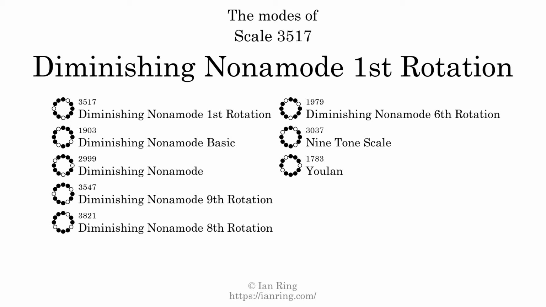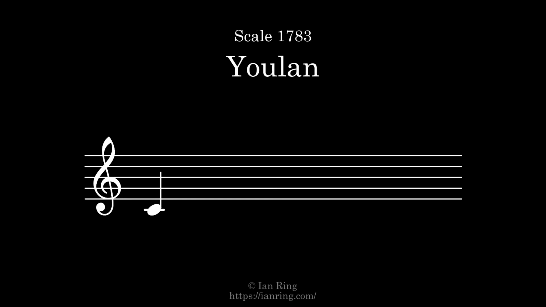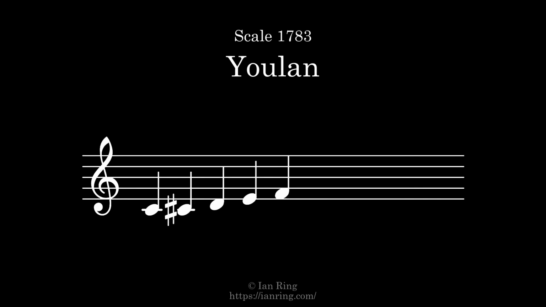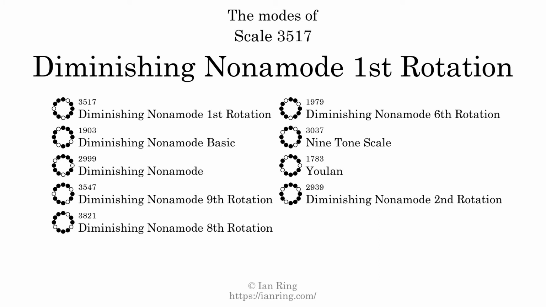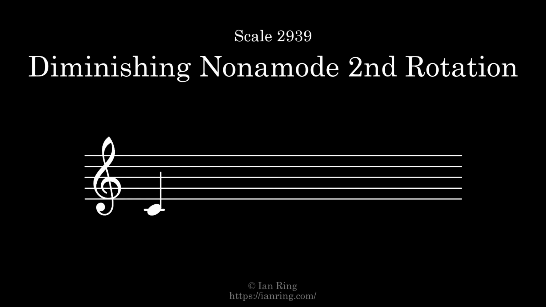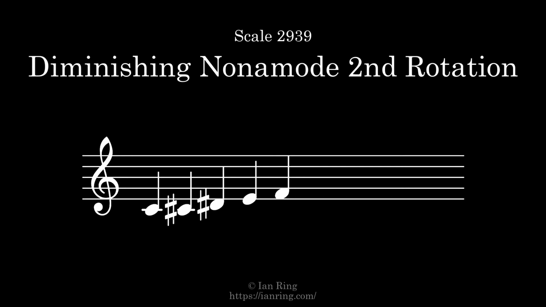The 8th mode is scale 1783, also known as Ulan. It sounds like this. The 9th and last mode is scale 2939, also known as Diminishing Nonamode 2nd rotation. It sounds like this.